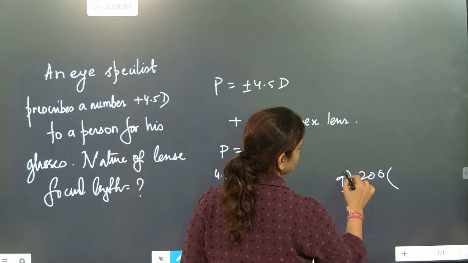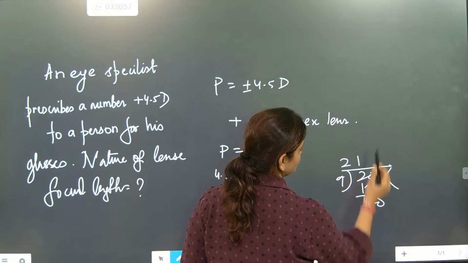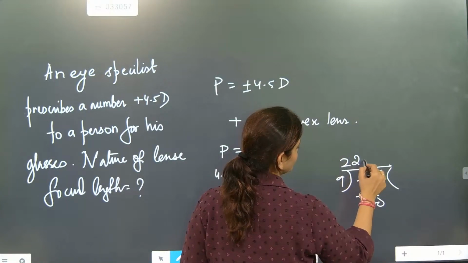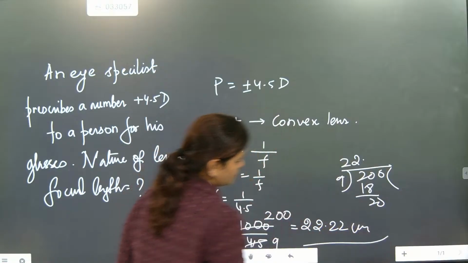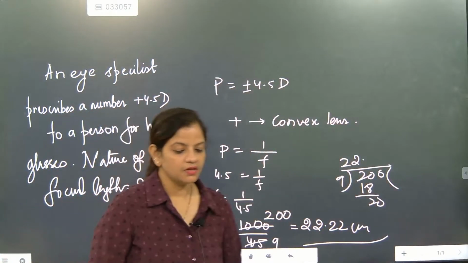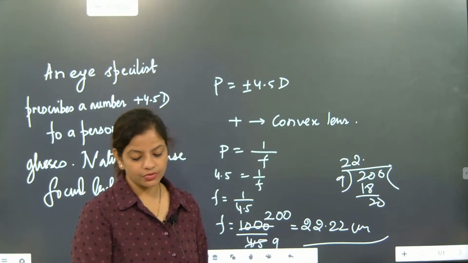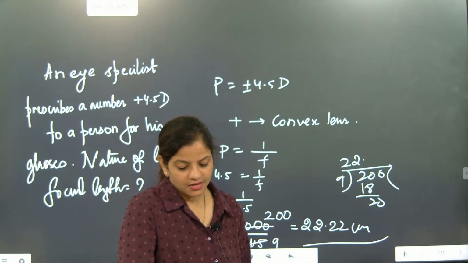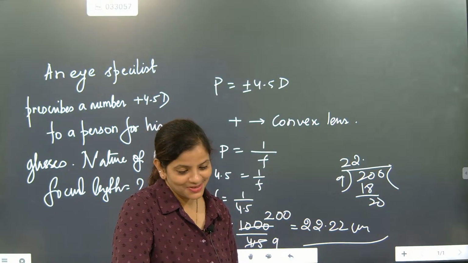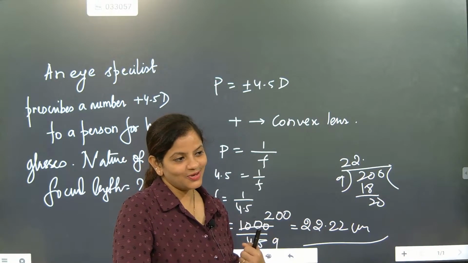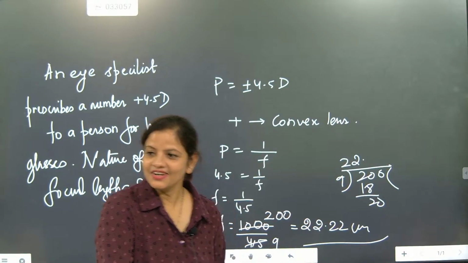Check this one out, sir. 9.1 by 20 again, 22.22. You are correct, only centimeter, no problem. It is coming as 22.22 centimeter. Did you understand, beta?